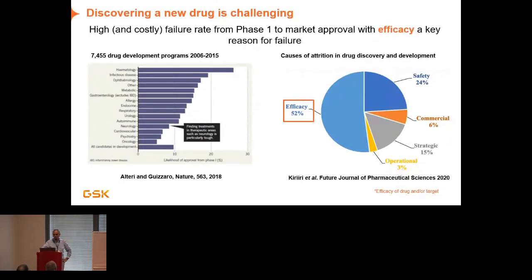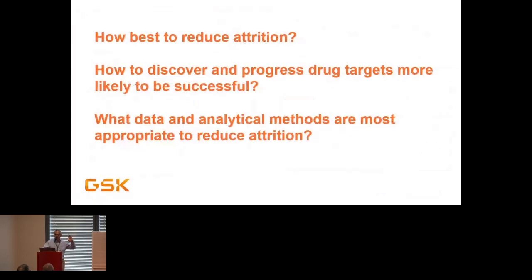A lot of people have been looking at why, because of course that's a big issue. One analysis was published two or three years ago, and all of the analyses seem to point at lack of efficacy as the main cause of what we call attrition, losing those programs or projects. There are other reasons we need to take care of, safety, strategic, commercial, and so on, but efficacy is the main one.